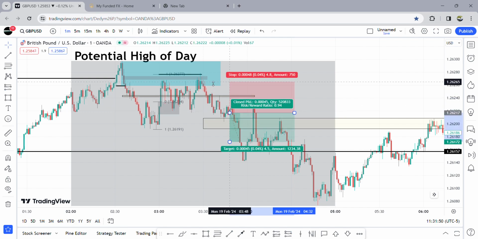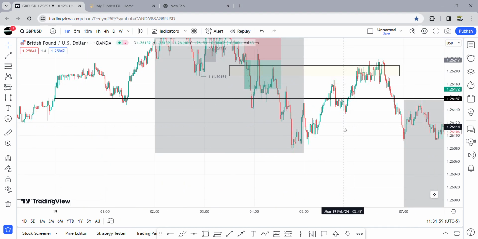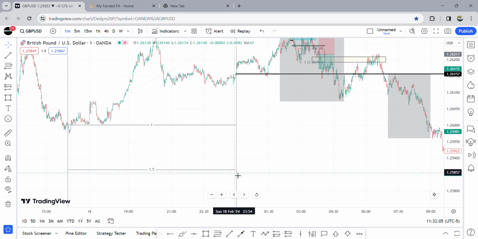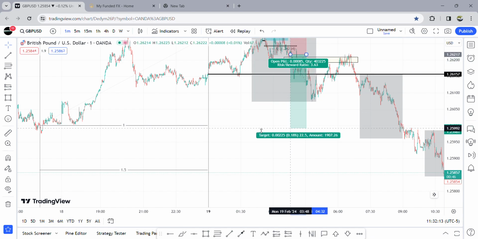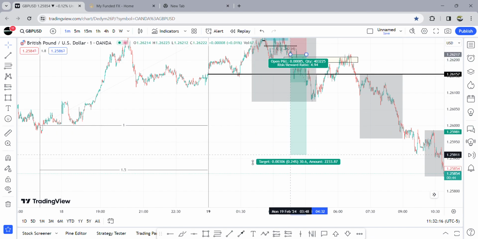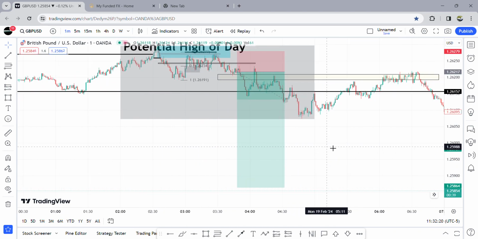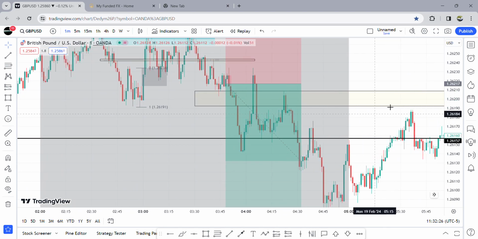Selling inside there. Stop was above this high, so 6 points. And my target was this first level, so this level and this level below open. So that is from here, that's 1 to 3.5, 1 to 5.6, and now is where the magic happens.